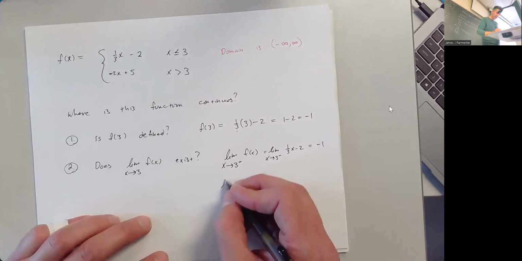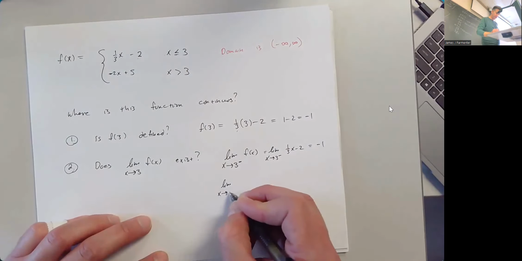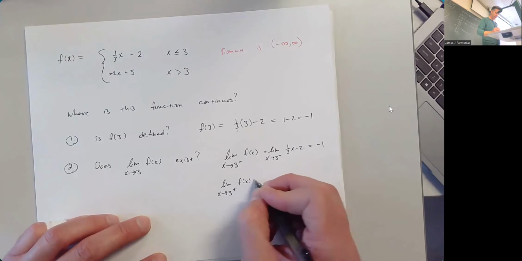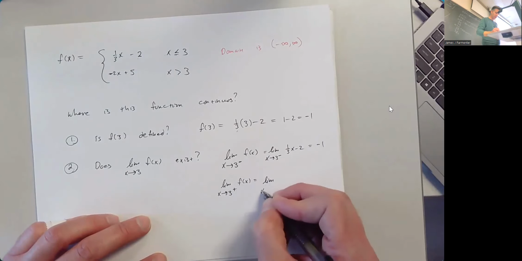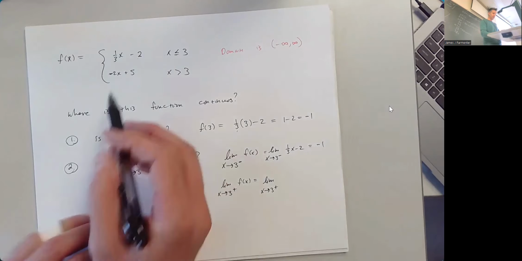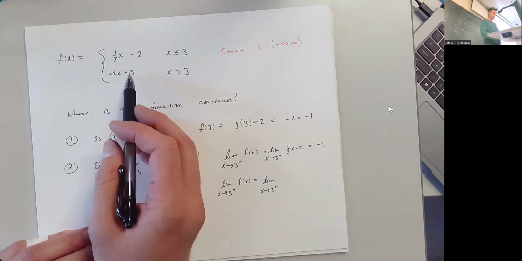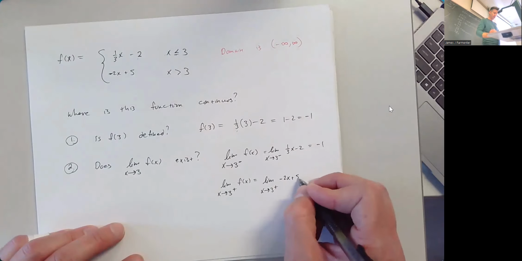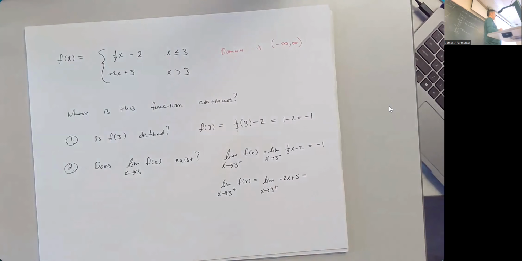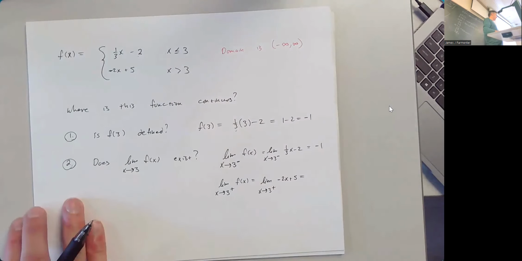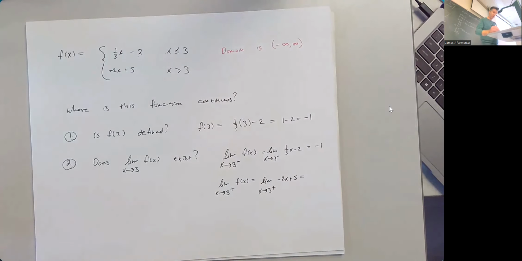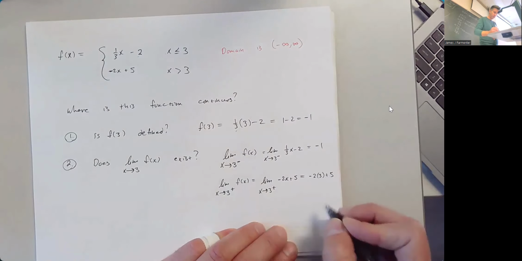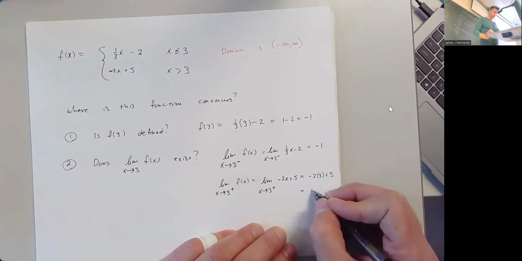From the right-hand side, let's find out. We take the limit as x approaches 3 from the right of f of x. Now we're going to use the piece of the function where x is larger than 3, which is the second piece here, and the function is equal to -2x plus 5. Now we evaluate the limit in the usual way, meaning we just try plugging in the value of x. We end up getting -2 times 3 plus 5, which is -6 plus 5, which is -1.